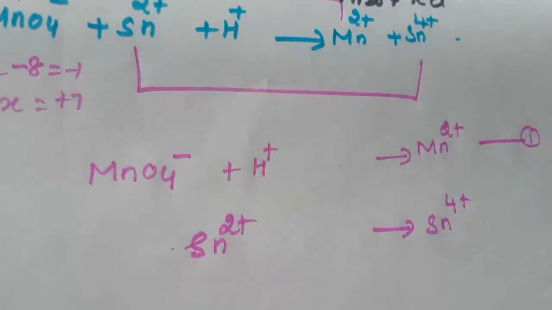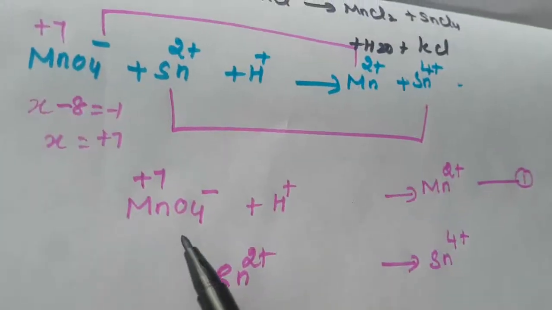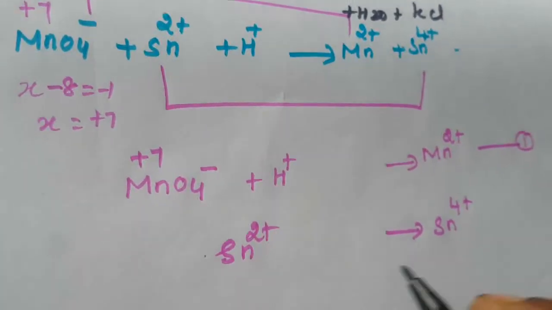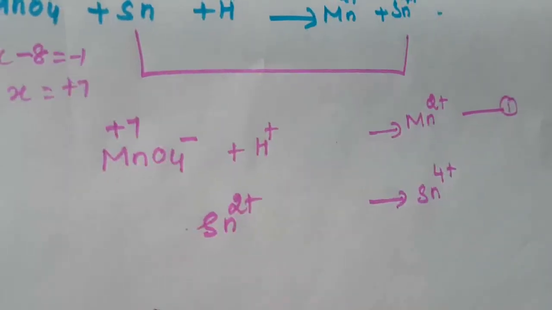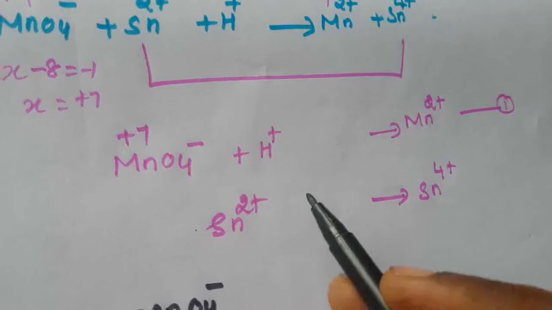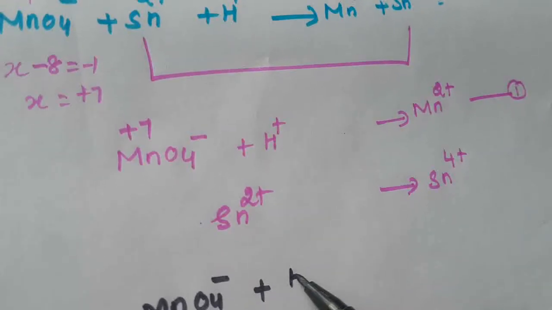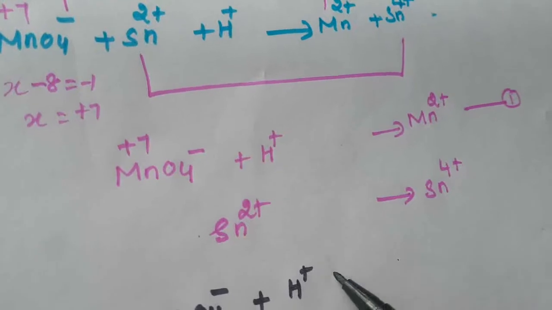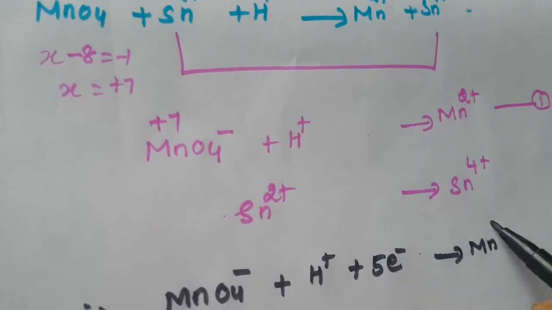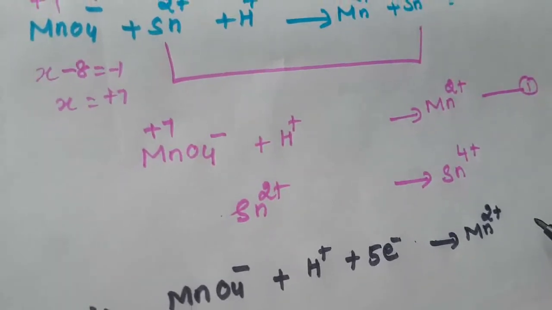Okay, so how many electron? This is the oxidation number is plus 7. So next step, here the plus 7 is reduced to plus 5. So how many electron it will be added? So first equation, it will be added MnO4 minus plus H plus 5 electron gives Mn2 plus, right? So this is the Mn2 plus, then H2O.